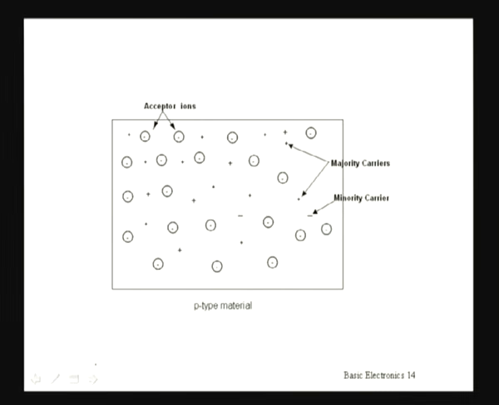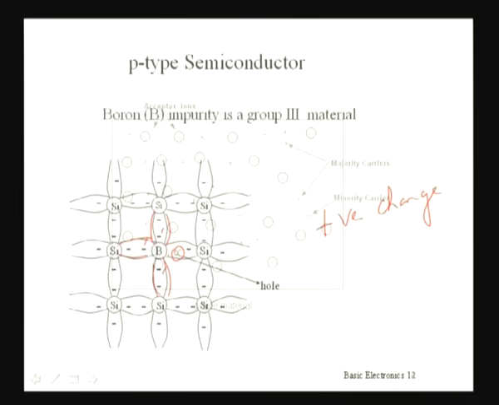Similarly, if we consider a p-type material, it has acceptor ions. We have seen that there is a hole, and as it is devoid of an electron, it will always be trying to get an electron from the neighborhood atoms. So the electron from the neighborhood atom will come and fill up this hole, and as a result this boron atom will now be negatively charged. So it is accepting one electron, so it will be negatively charged.